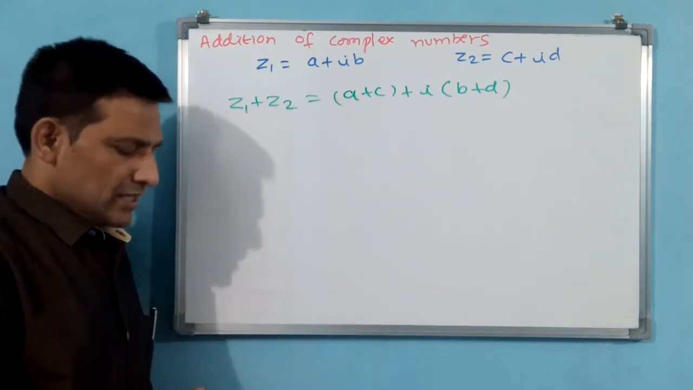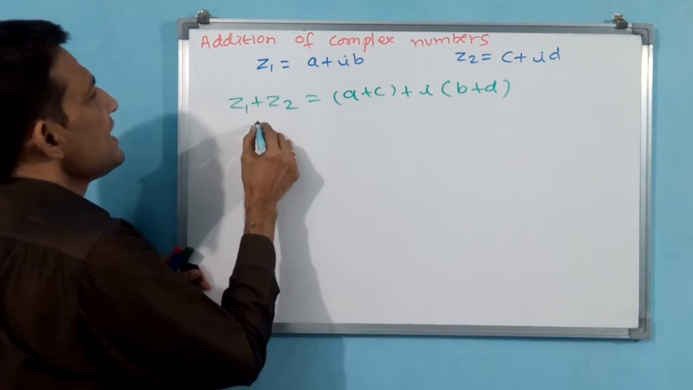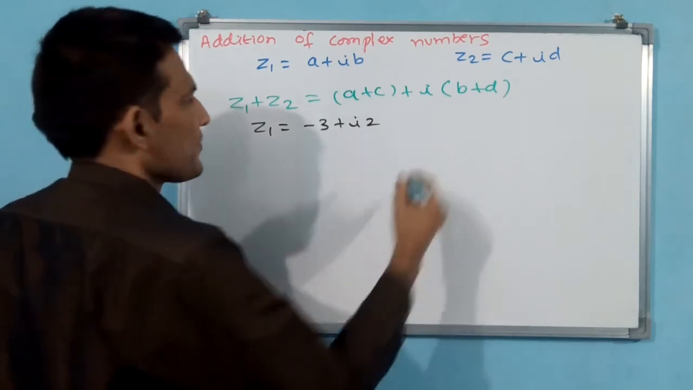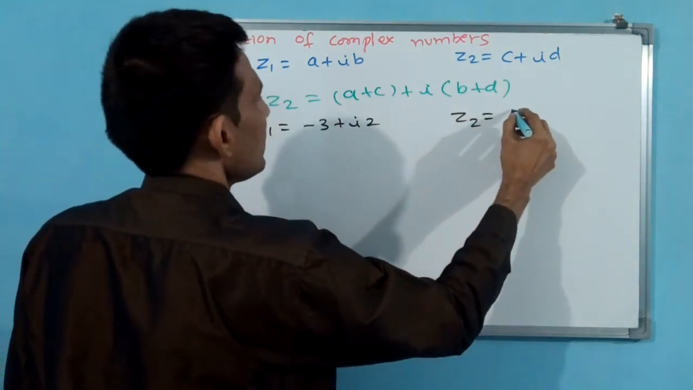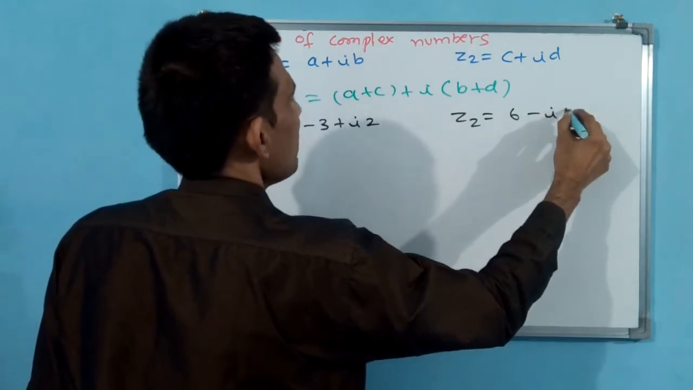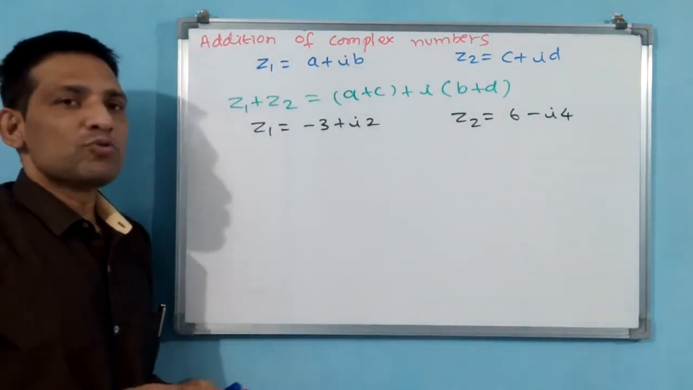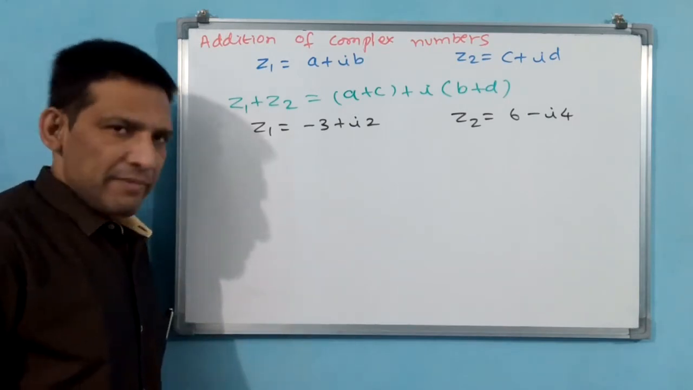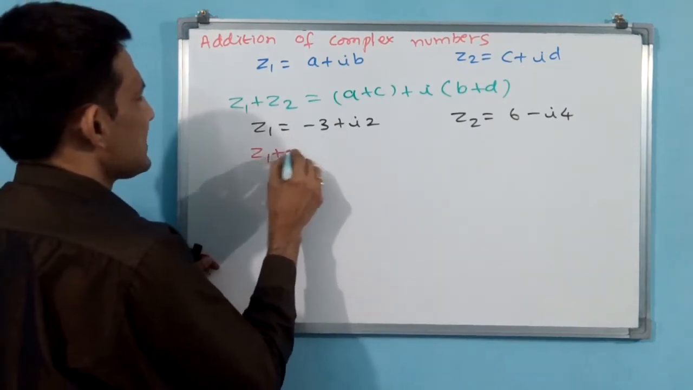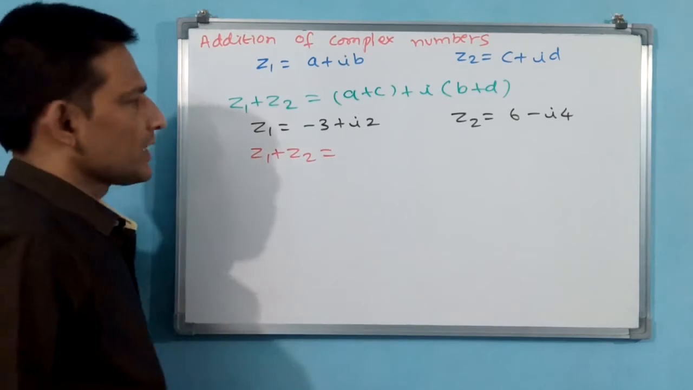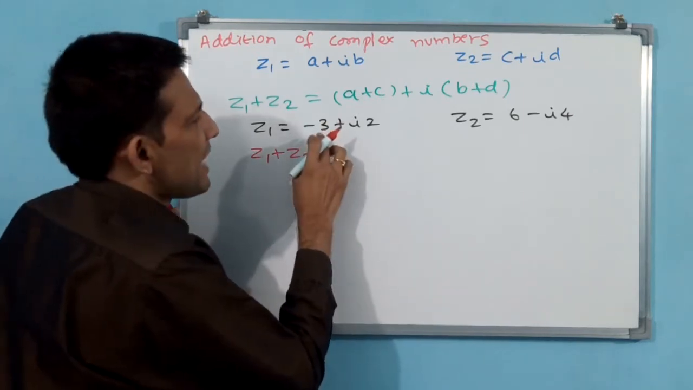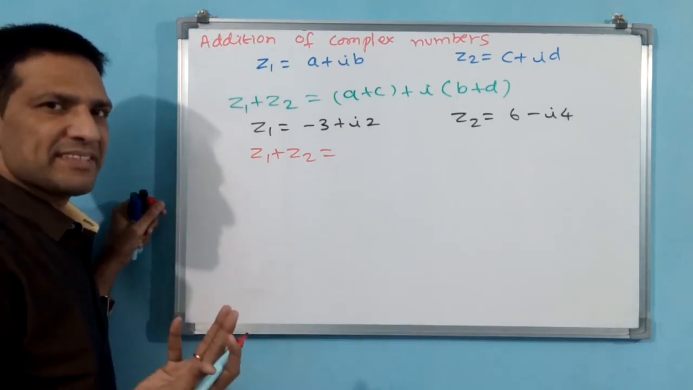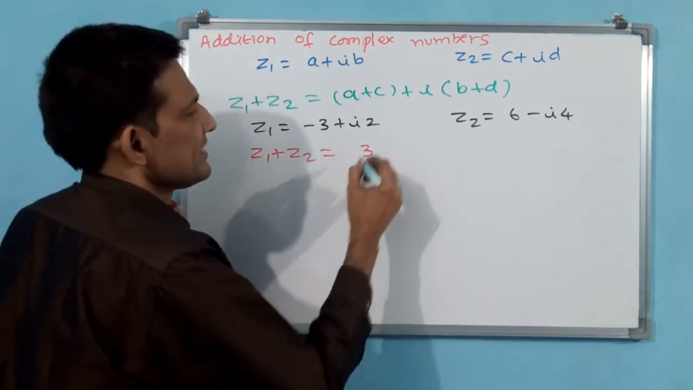We take one example, then we can understand more precisely. Let Z1 is equal to minus 3 plus i2, and Z2 is equal to 6 minus i4. These two are complex numbers, and I am adding them. Z1 plus Z2 is equal to. Real parts I have to add: minus 3 plus 6, plus 3. You write plus 3.